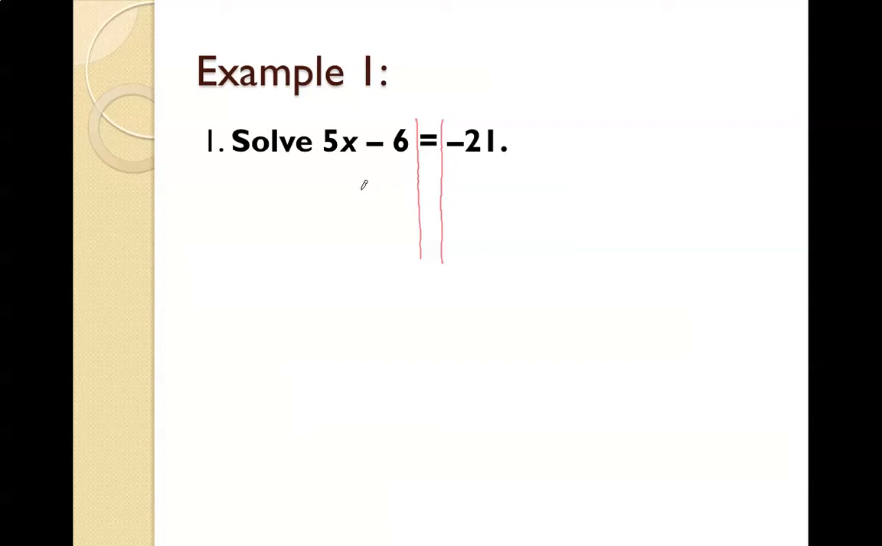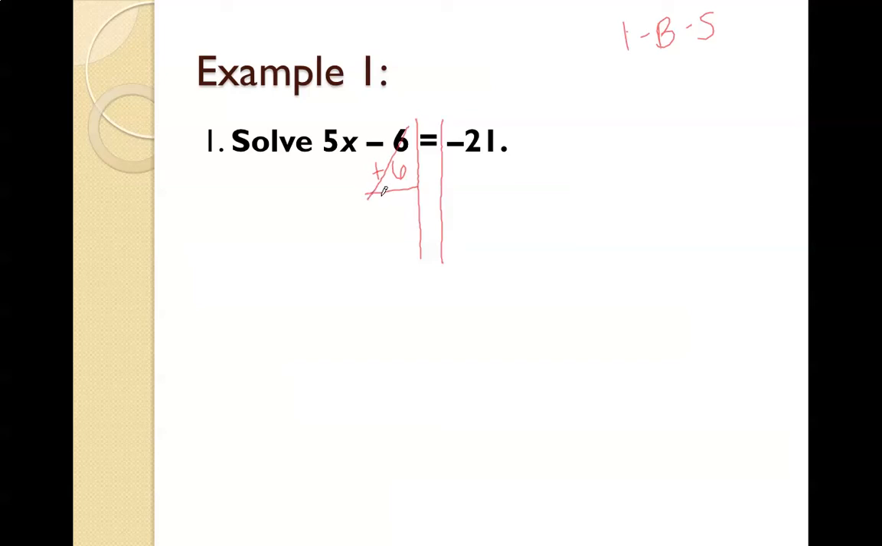The second thing we want to do is get rid of the number furthest away from the variable. So I have a 5 and he's attached to the variable. He's holding on. So this 6 is furthest away from the variable. So I'm going to do IBS, inverse balance solve. So what is the inverse of subtracting a 6? Right, adding a 6. So I'm going to add 6 here, and what that does is now I have a negative 6 and a positive 6, which gives me a 0. It cancels each other out, which is what I want. I want that to go away.